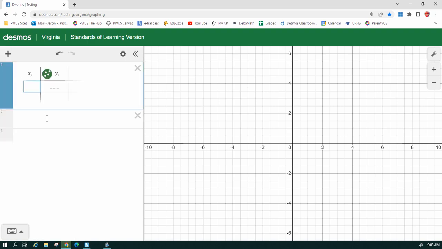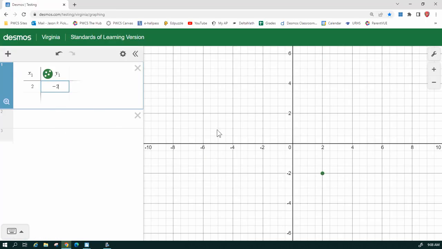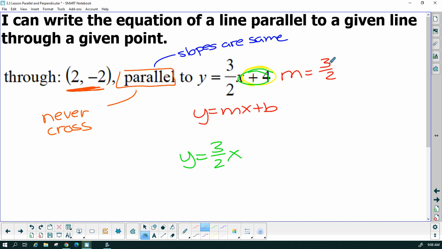get the plus, hit the table, 2, -2. And so there is my point, and I can use my slope to help me find the y-intercept. I'm going to have to go backwards though. My slope is up 3, right 2. And so the opposite would be to go down 3, left 2. So we can always go in the opposite direction.